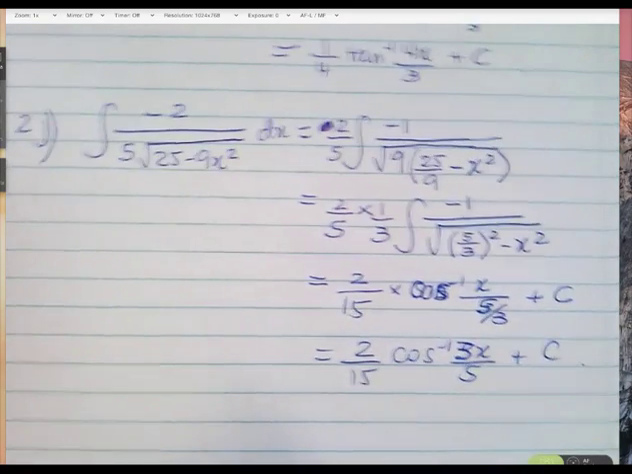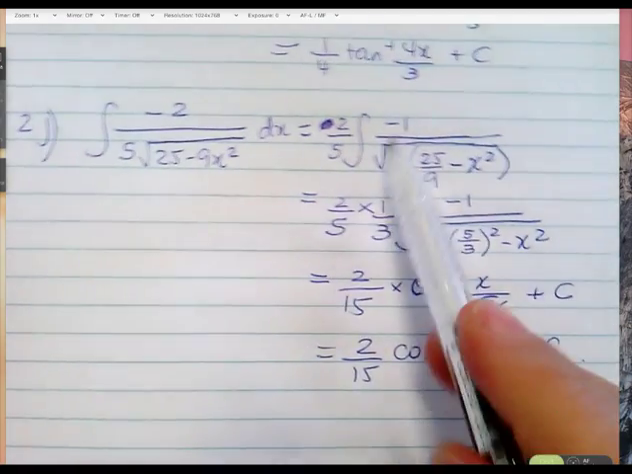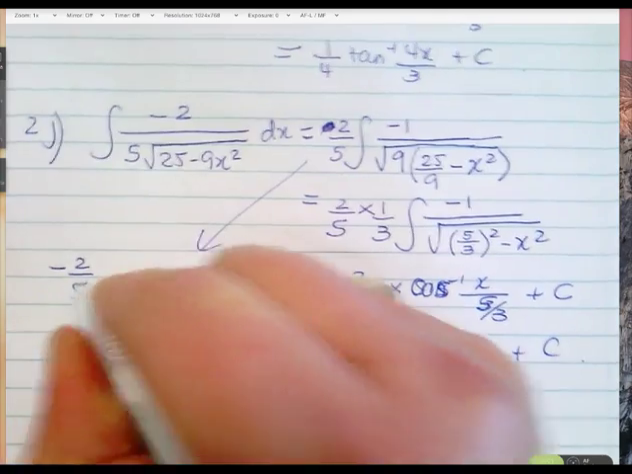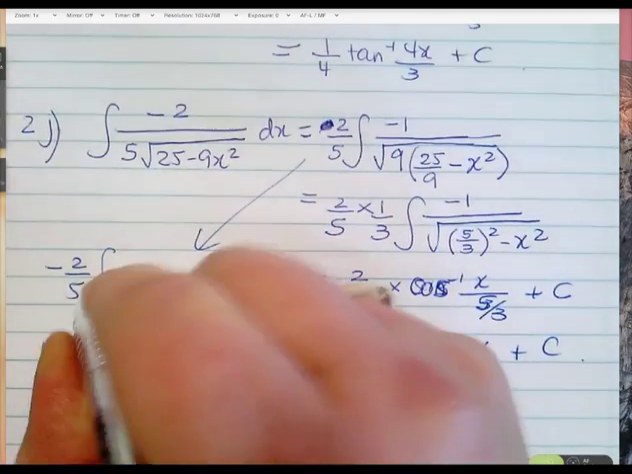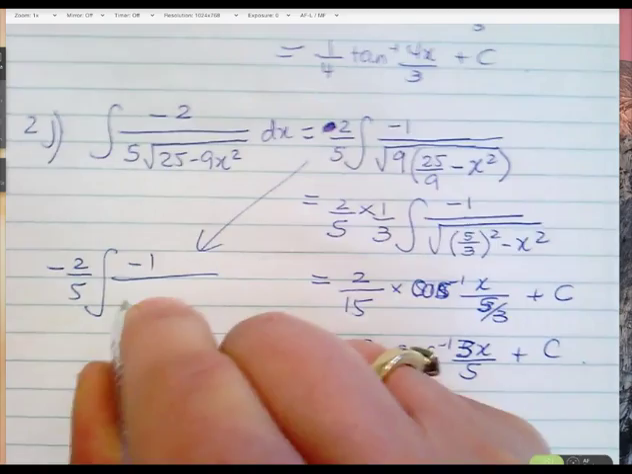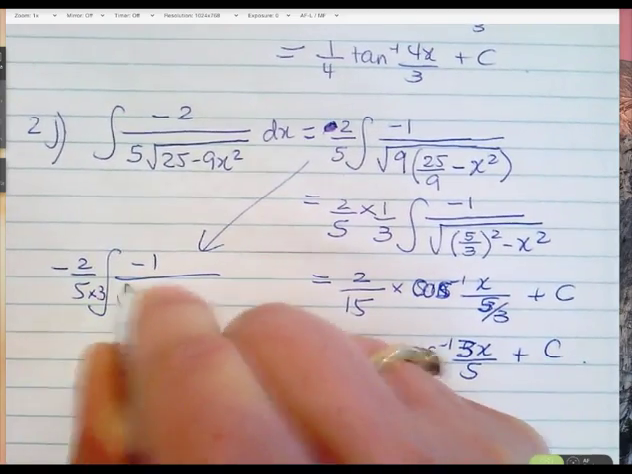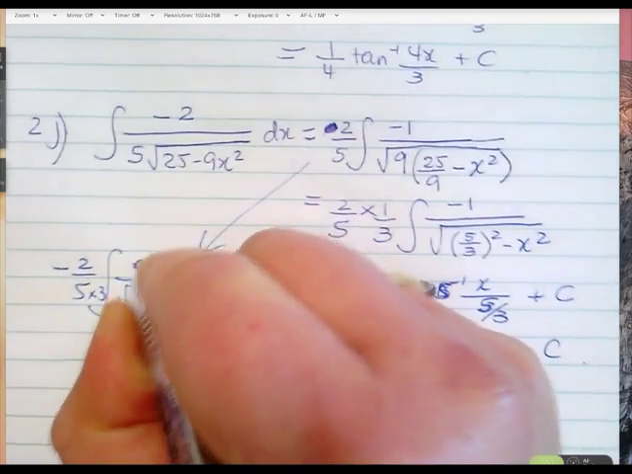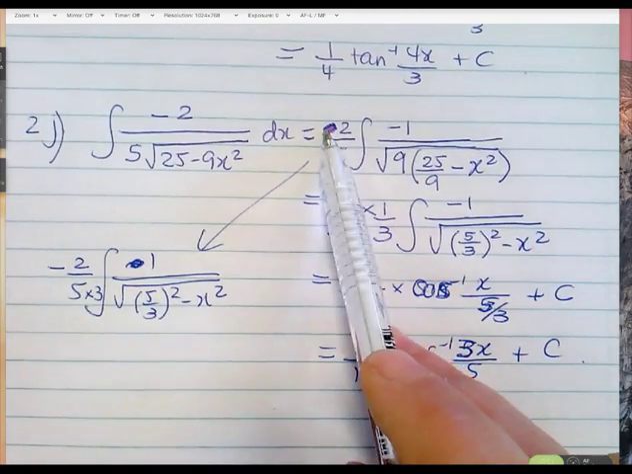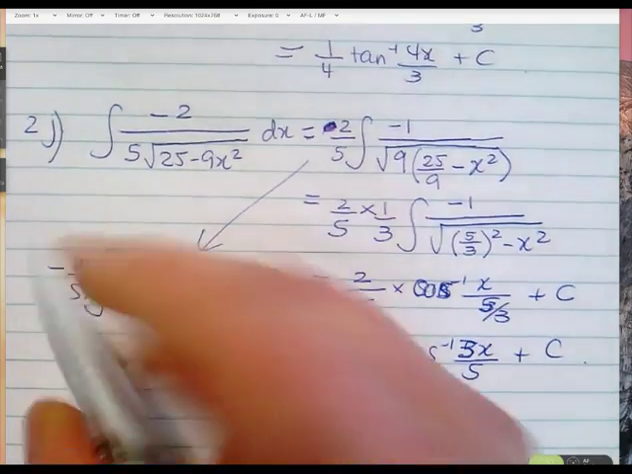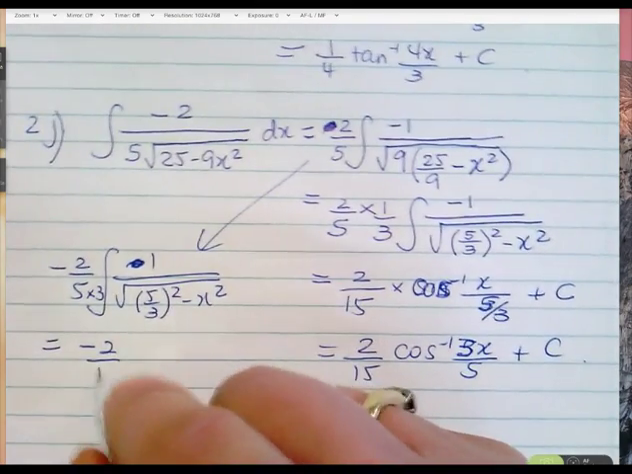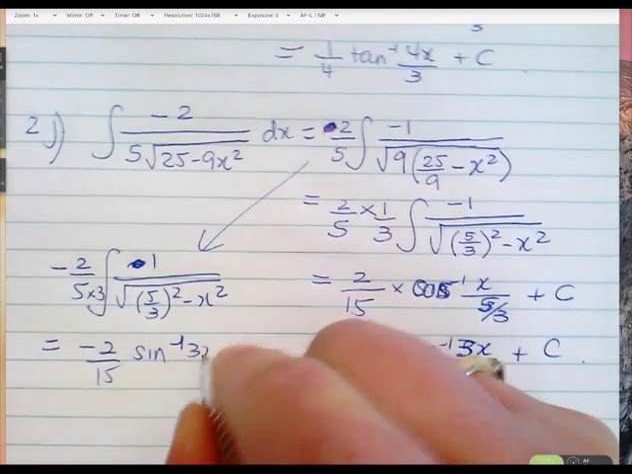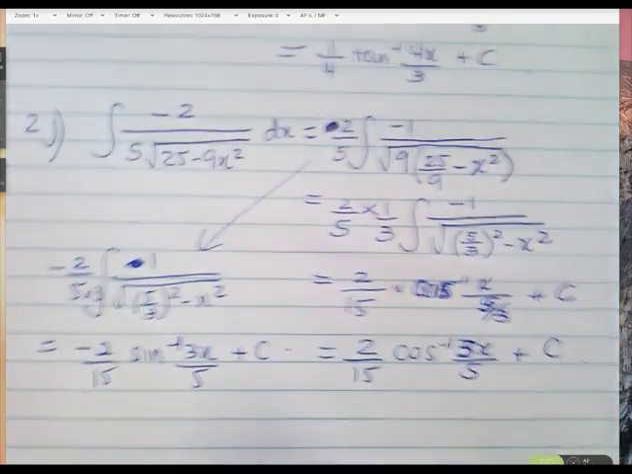So the other answer to this could have been, if you decided to put the negative out the front, if you decided to make it negative 2/5 times the integral of negative 1 over, with that 3 there too, over the square root of 5 over 3 squared minus x squared. So if we decide to put the negative 1 out the front, you could have also got negative 2 on 15 inverse sine of 3x on 5 plus c.